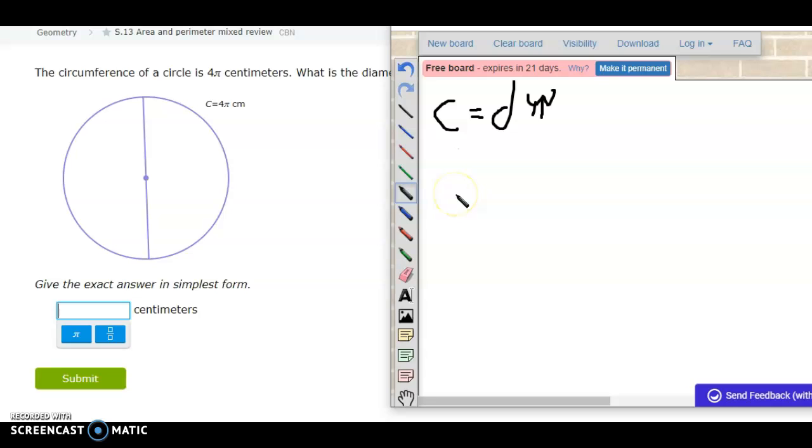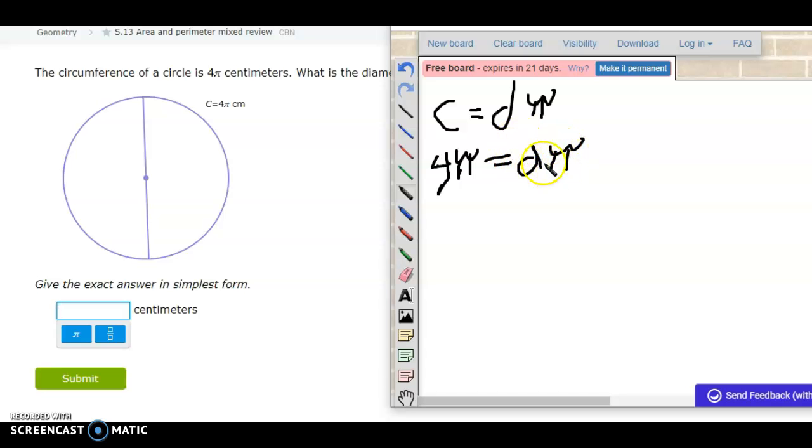It tells me the circumference of a circle is 4 pi centimeters. What is the diameter? So again, I know circumference equals diameter pi. So if it tells me the circumference is 4 pi, I can put 4 pi in my circumference spot. So 4 pi equals diameter times pi. It wants me to find my diameter.